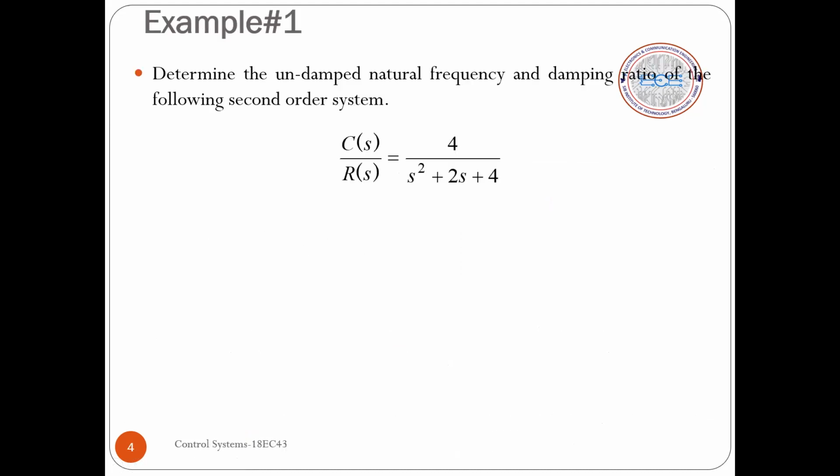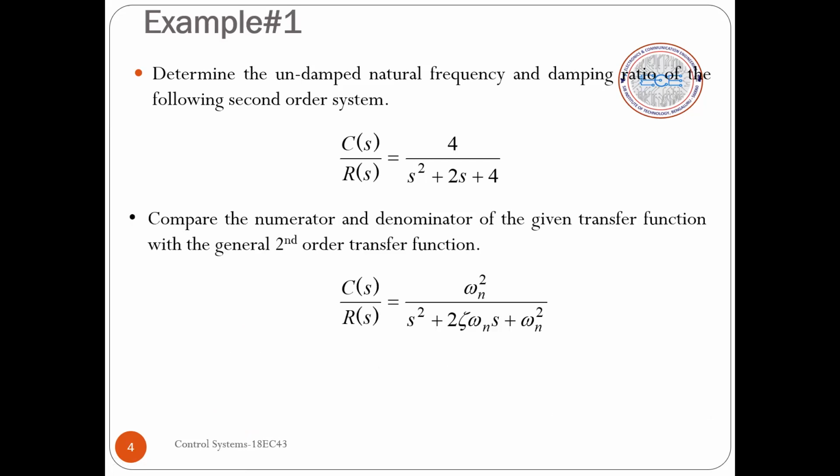So here, as an example, we have been given a transfer function. We have to find the undamped natural frequency and the damping ratio. If the transfer function is given, we take the denominator polynomial, which is actually the characteristic equation. We compare that with the standard form of the characteristic equation, and find the two unknowns which have been asked.